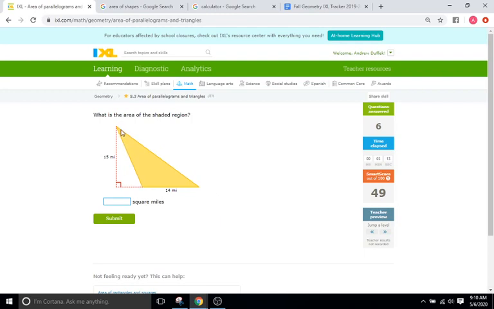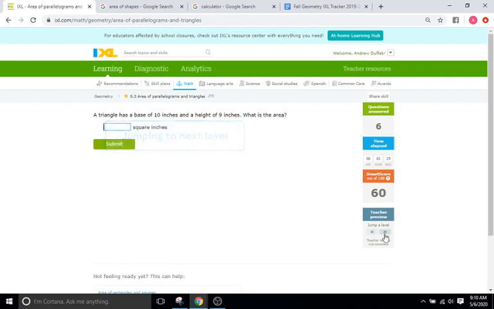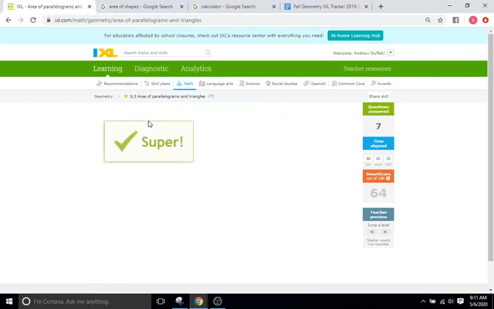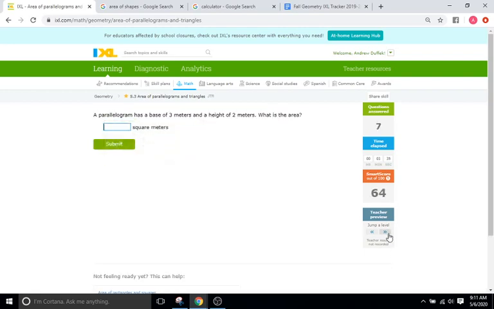Now, just because you have a triangle like this that's kind of slanted doesn't mean you still don't do 1/2 base times height. So do 14 for the base times the height of 15 and then just divide it by 2. Okay, here, triangle has a base and a height of 9 and 10. What's the area? 90 divided by 2 is 45. Okay, we're going to skip some more here.